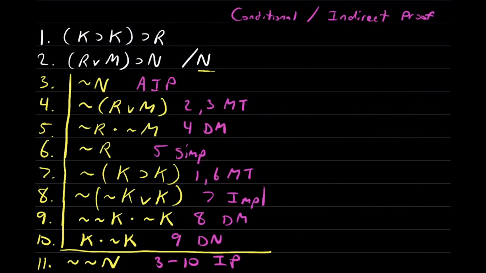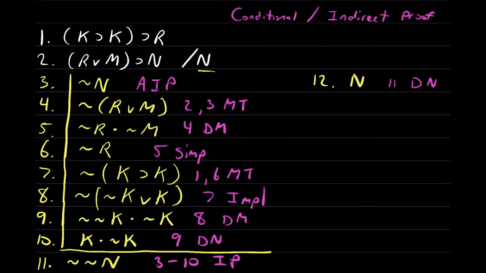And one tiny little step left. We don't just need not N, we need N. And we're outside the scope now with that vertical line. So this is on the non-indented line, just line 12, just N. And that's going to follow now from line 11 by double negation, and we're done.